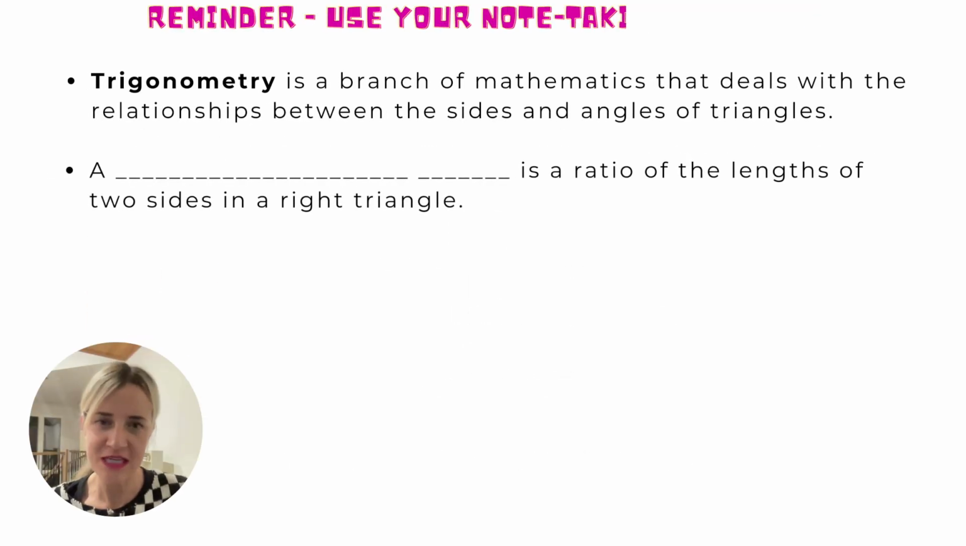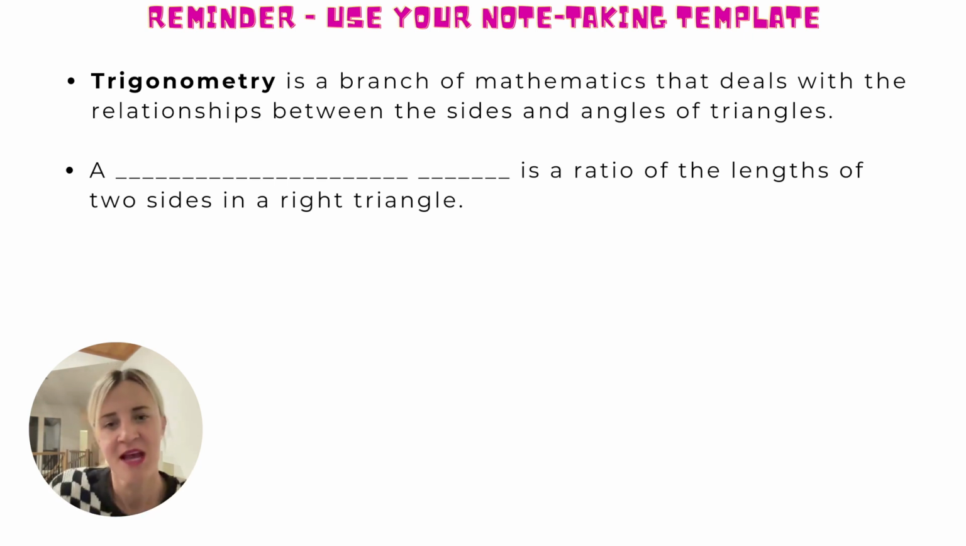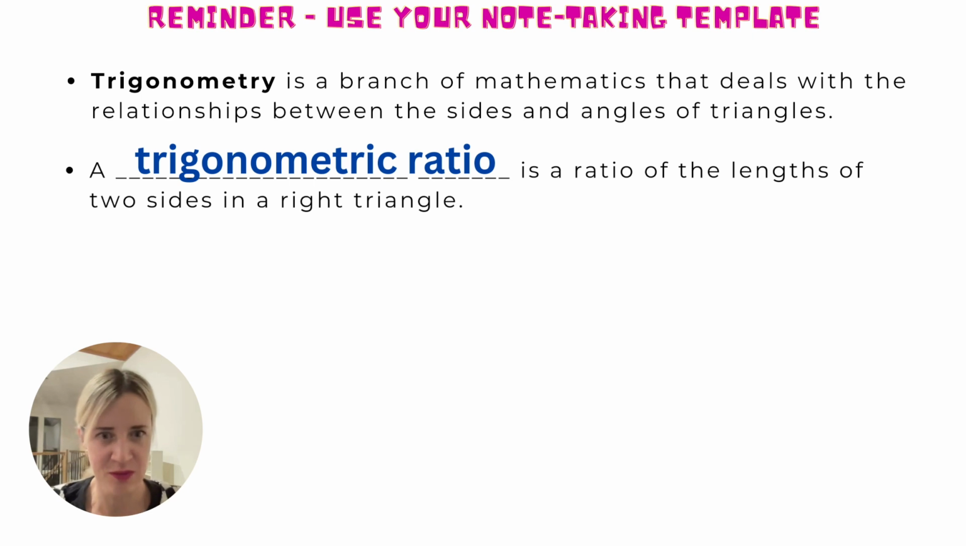What we use is trigonometry. Trigonometry is a branch of mathematics that deals with the relationships between the sides and angles of triangles. A trigonometric ratio is the ratio of the lengths of two sides of a right triangle.